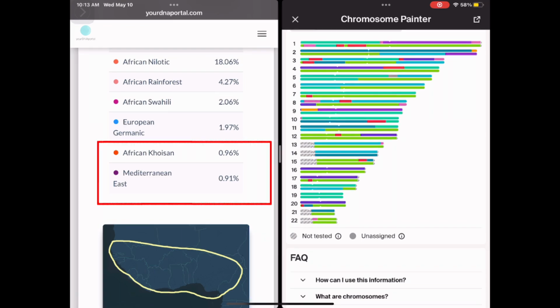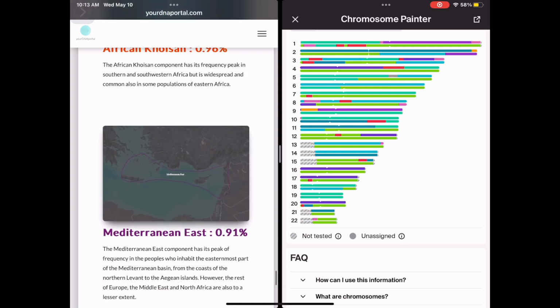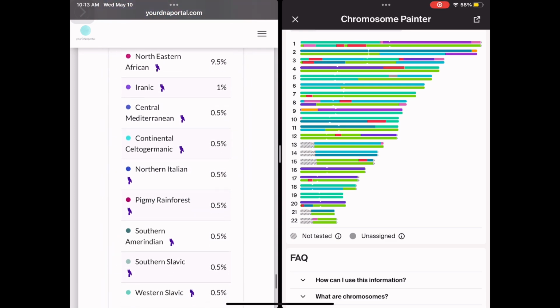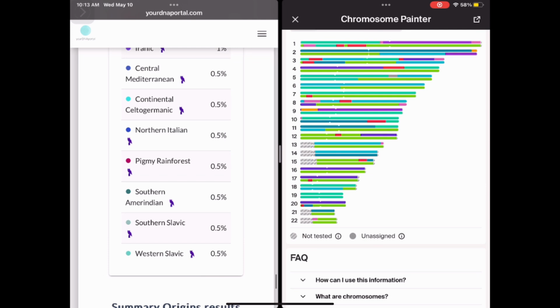Chromosome 21 shows African Khoisan at 0.96%, Mediterranean East at 0.91%. In-depth origins show at 0.5%, Central Mediterranean, Continental Celto-Germanic or Celto-Germanic, Northern Italian, Pygmy Rainforest, Southern Amerindian, Southern Slavic, and Western Slavic.